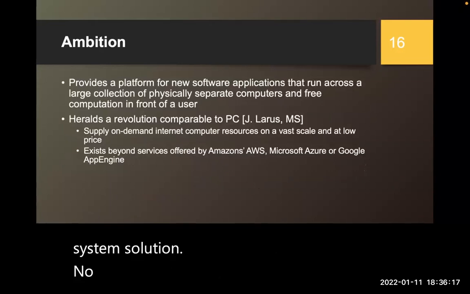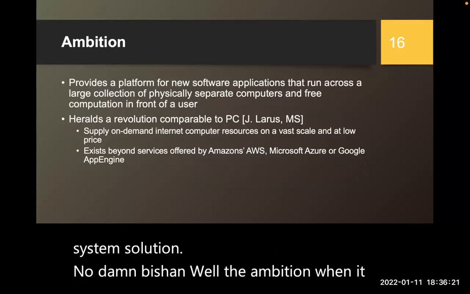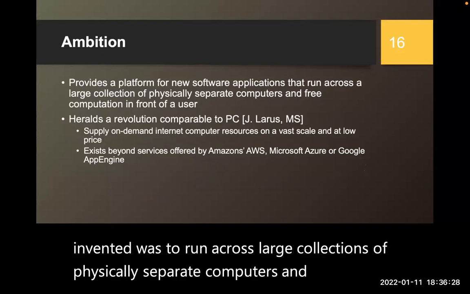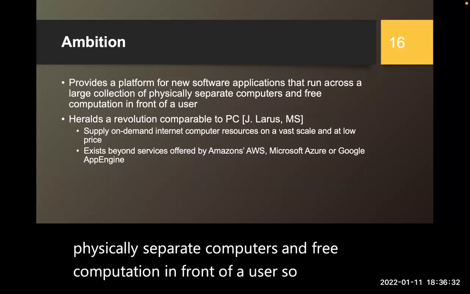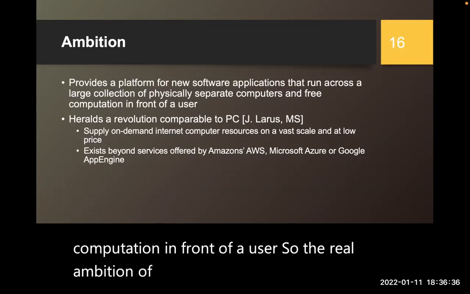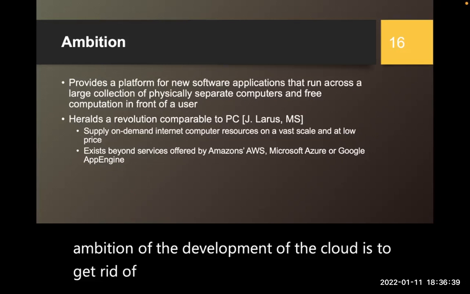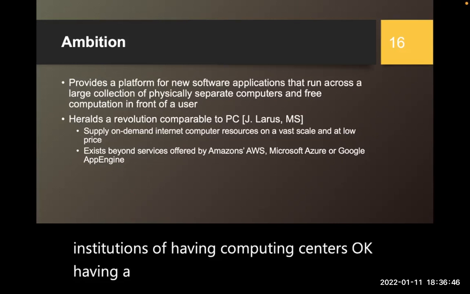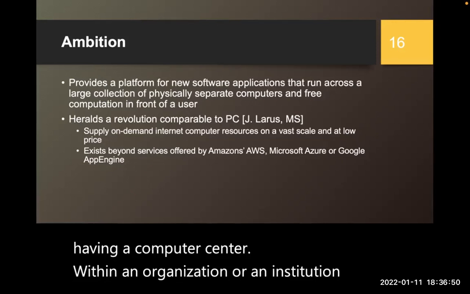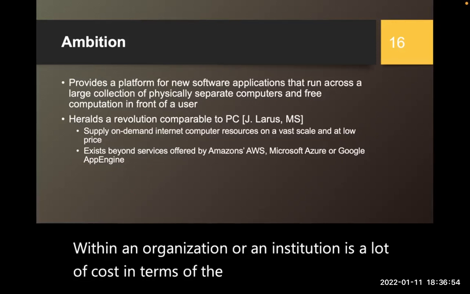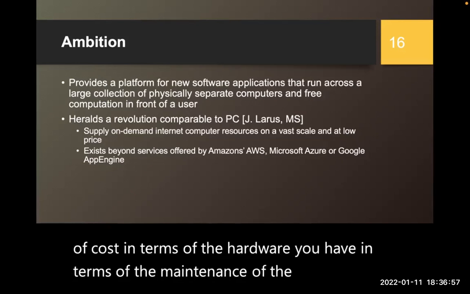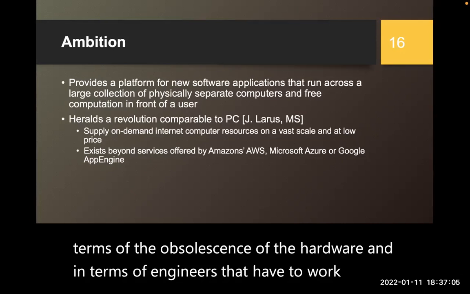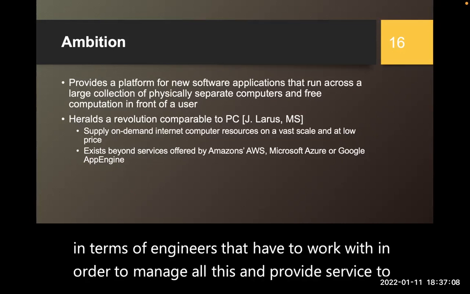Now, the ambition when it was invented was to run across large collections of physically separate computers and free computation in front of a user. The real ambition of the development of the cloud is to get rid of, for civilians but also institutions, having computing centers. Having a computer center within an organization or institution is a lot of cost in terms of the hardware you have, the maintenance of the hardware, the obsolescence of the hardware, and the engineers who have to work within it to manage all this and provide service to the users of the organization.